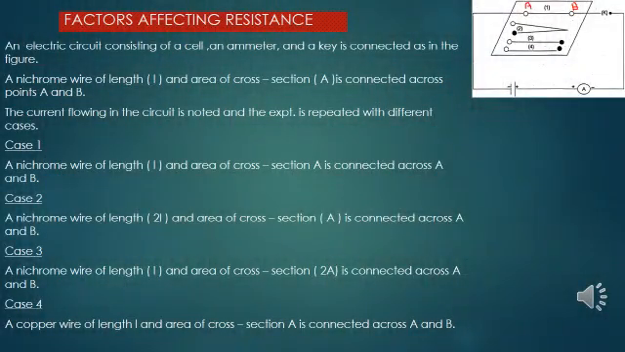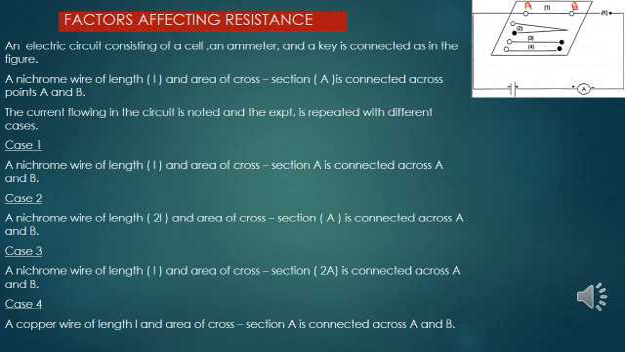Children, let us now talk about the factors affecting resistance. We know that resistance is the property of a conductor to resist the flow of charges. To study the factors, we have here a simple circuit consisting of a cell, a meter and a key. A nichrome wire of length L and area of cross-section A is connected across the points A and B. The current flowing in the circuit is noted and the experiment is repeated with different cases.